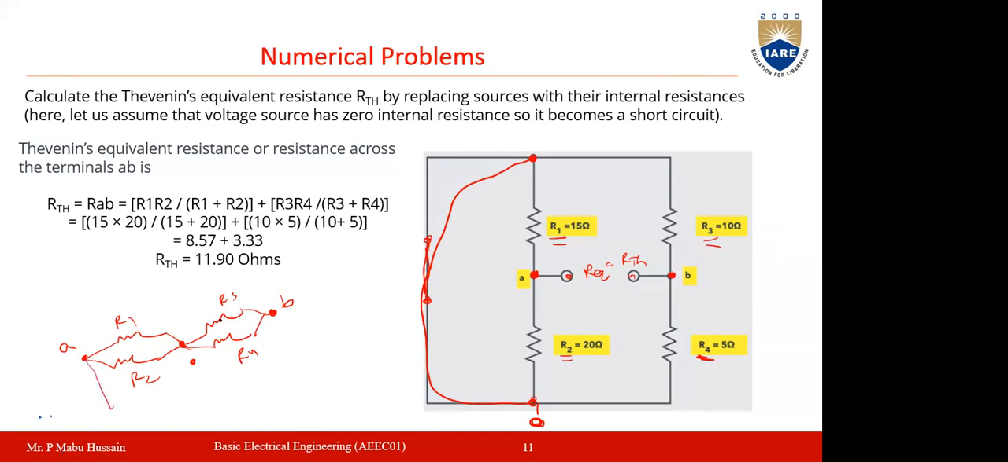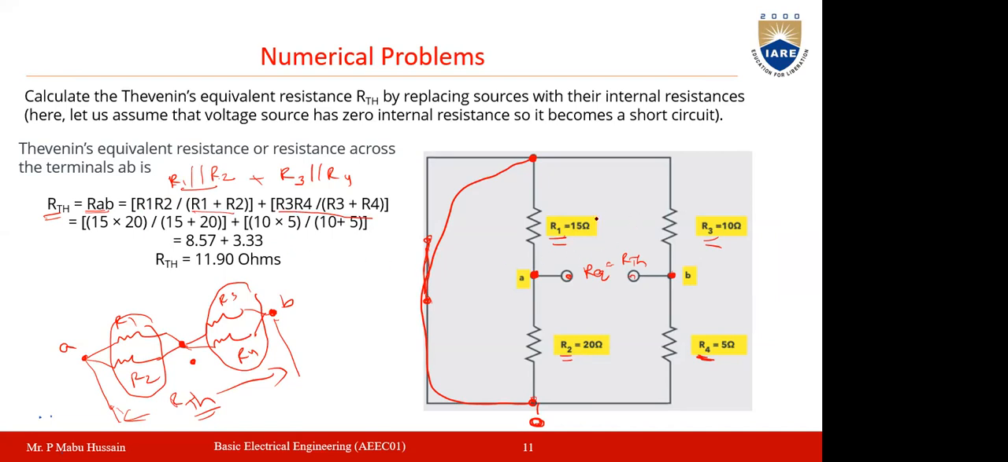Now, the total resistance across A and B will be your RTH. So the RTH will be the parallel combination of these two plus the parallel combination of these two. So RTH, which is the resistance RAB, will be equal to R1 in parallel with R2 plus R3 in parallel with R4. R1 in parallel with R2 is nothing but R1 R2 by R1 plus R2, and R3 in parallel with R4 is nothing but R3 R4 by R3 plus R4.